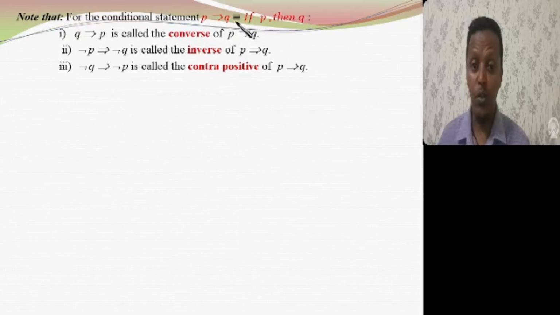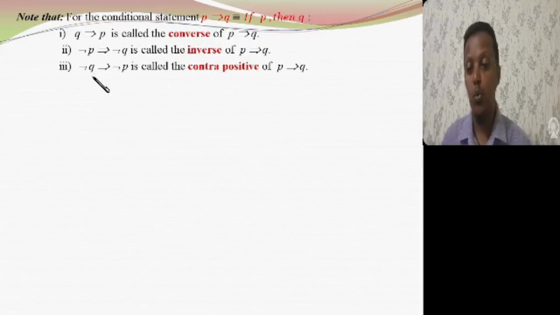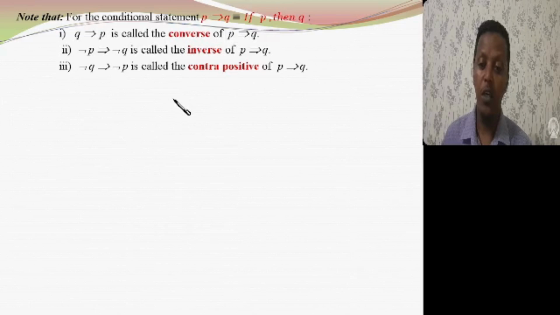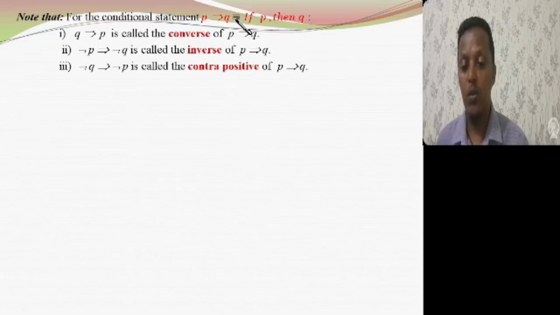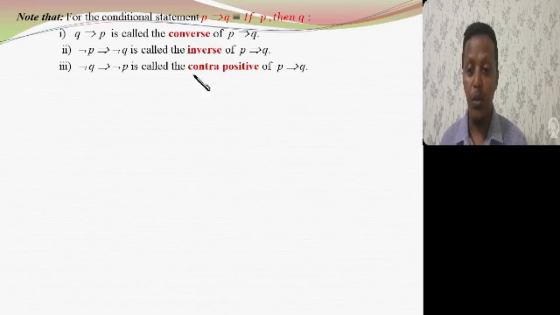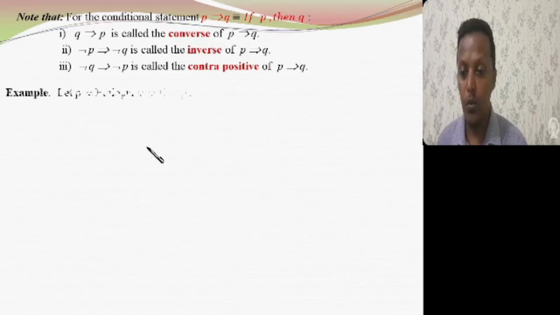Even in advanced mathematics, we have what we call proof by contrapositive. To prove a conditional statement of the form if P then Q, sometimes we prove their contrapositive. Because if the contrapositive is true, then the conditional statement will also be what? True. So this is an important point you need to remember.